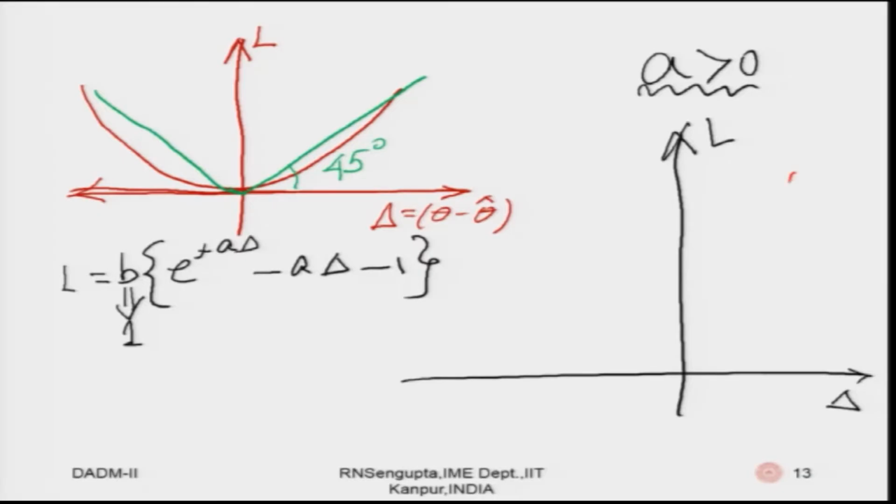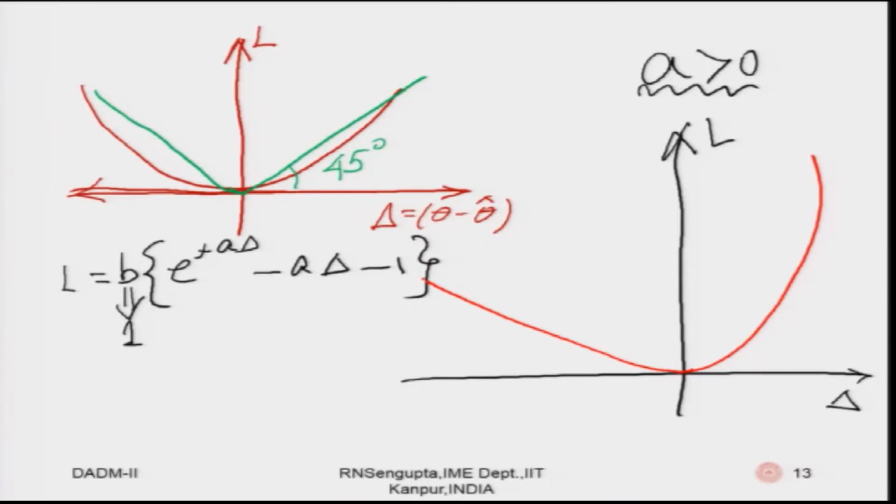So, it will be exponential, something like that. I have not drawn it accurately, let me try. Something like this. And if you see delta as negative on the left hand side, the second quadrant, in that case e to the power a minus value will decrease exponentially. So, it will be dominated by the linear part. It will be something like this. So, in this case overestimation is more penalized than underestimation for A positive.